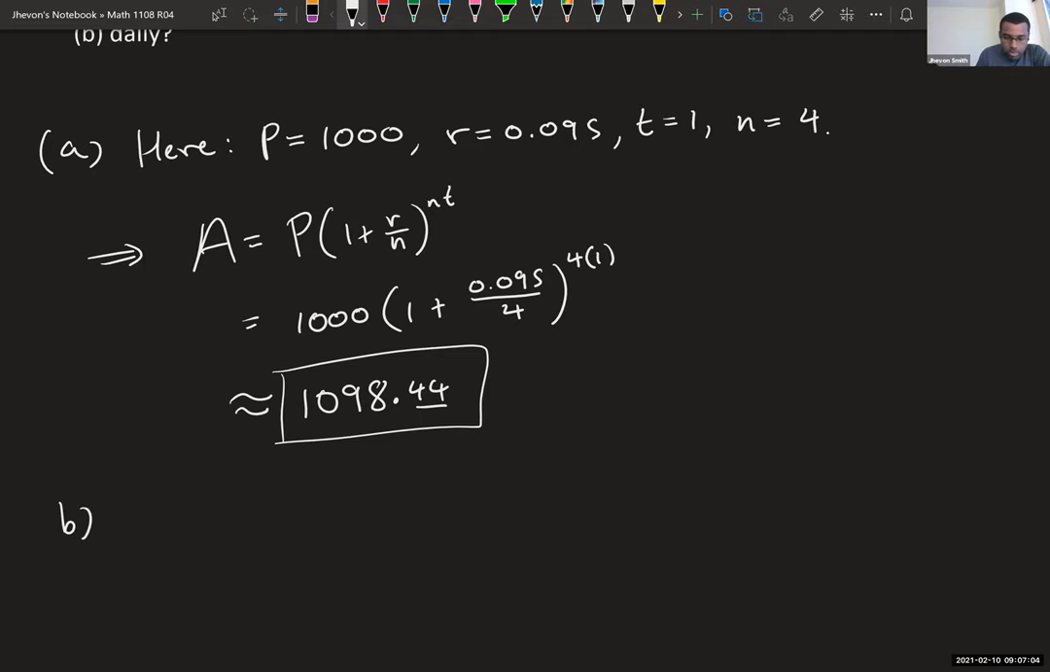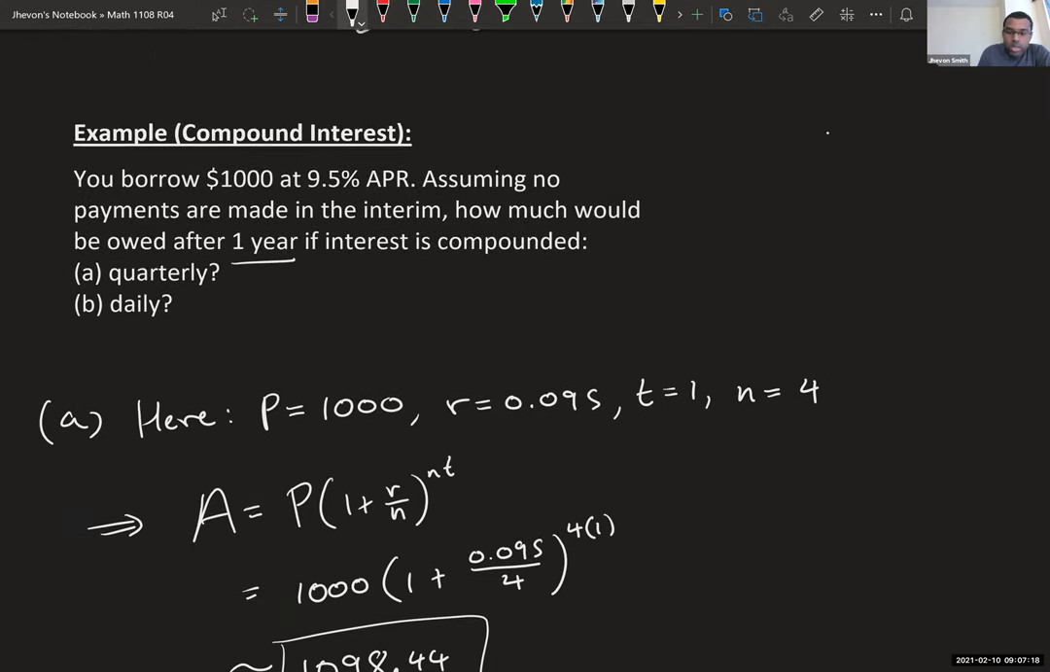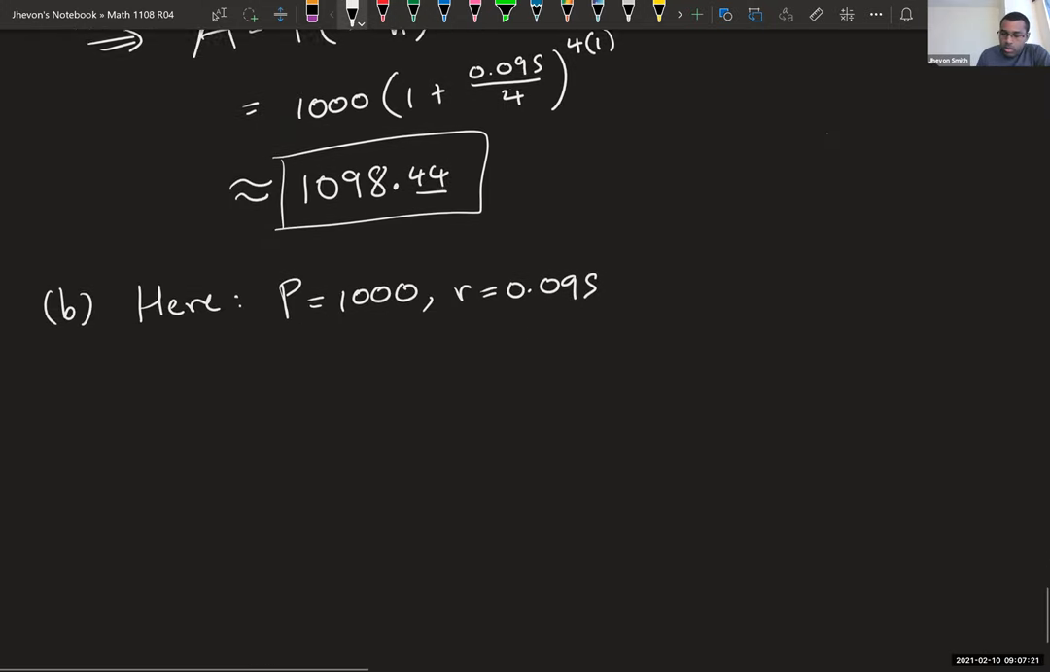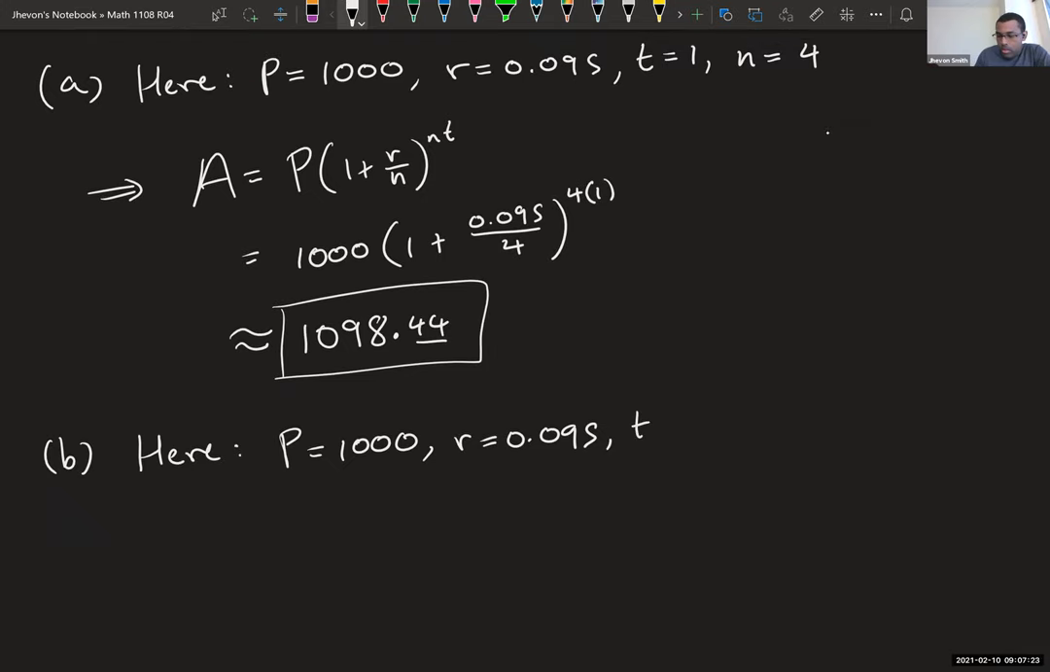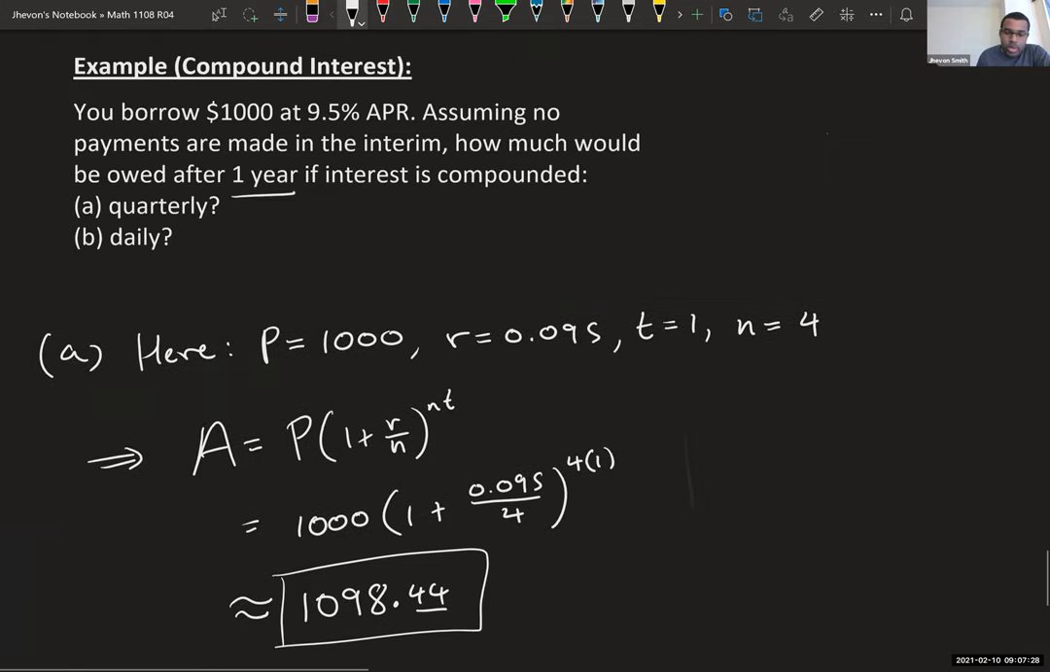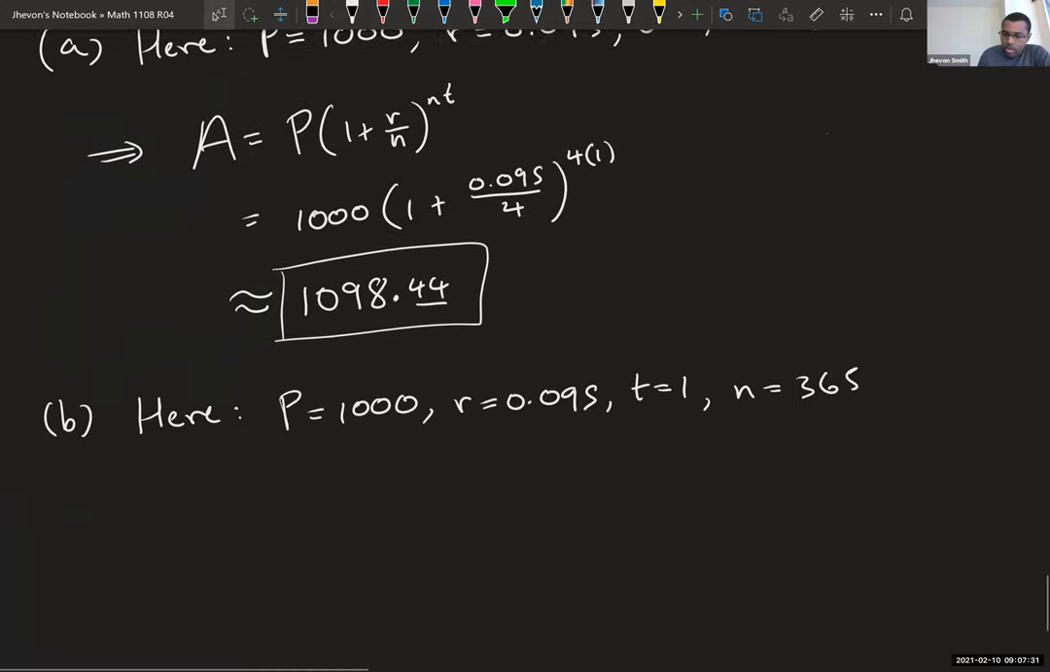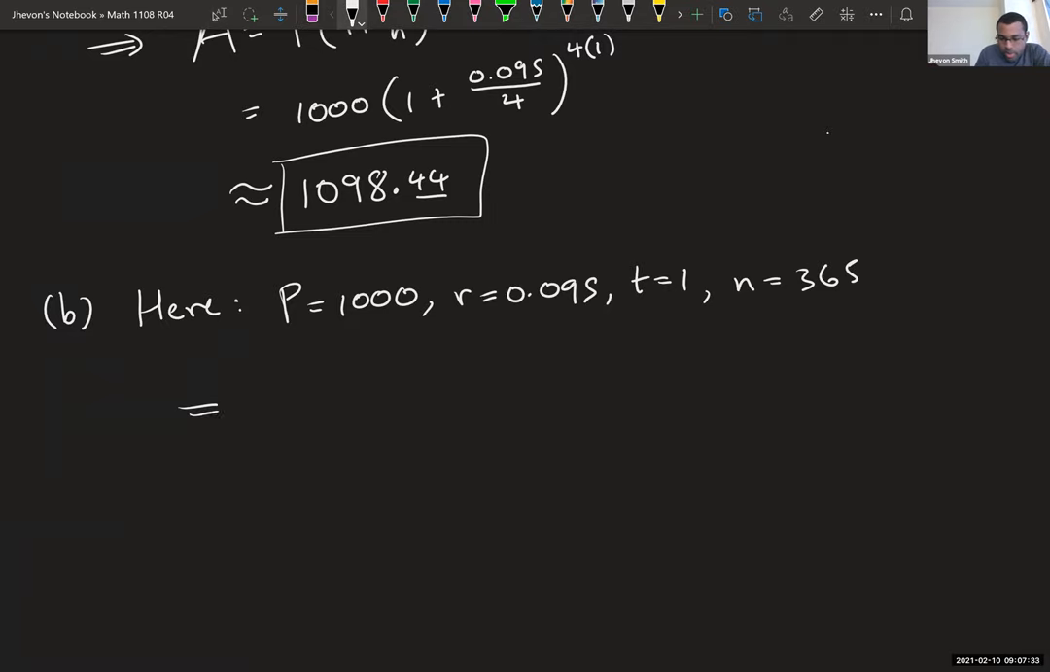Okay, B. Here, we have the same P, R, and T, because we were told that we're paying it off at the end of 1 year, right? They mentioned here 1 year is the time. So same thing for time, but here N equals 365. Why? Because it says daily. So it's going to be the same formula we are going to use because we're told it's compound interest.